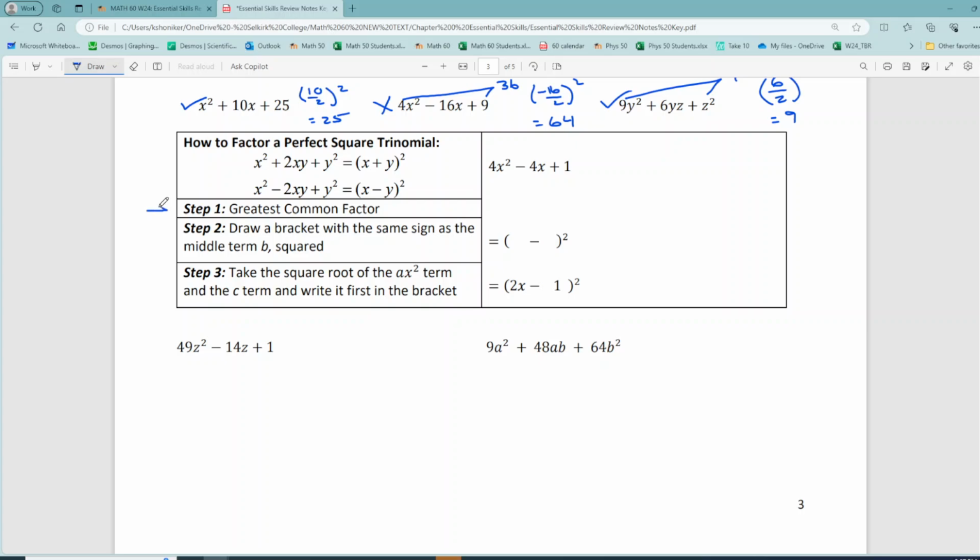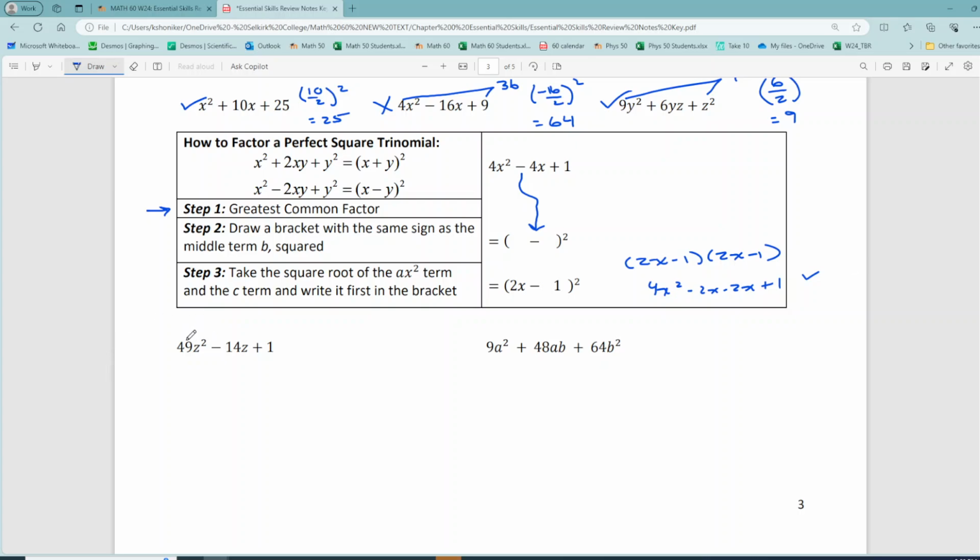Step number 1, greatest common factor. Step number 2, draw a bracket with the same sign as the middle term. Then you are going to take the square root of the ax squared term, so the first term, and you're going to write it first. Then you're going to take the square root of c and write it second, and you're done. And again, if you wanted to check this, you would say, okay, 2x minus 1 times 2x minus 1, I would get 4x squared minus 2x, which is minus 4x, plus 1, and I would know that it was good.